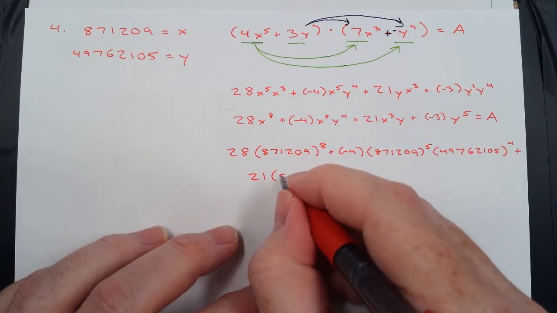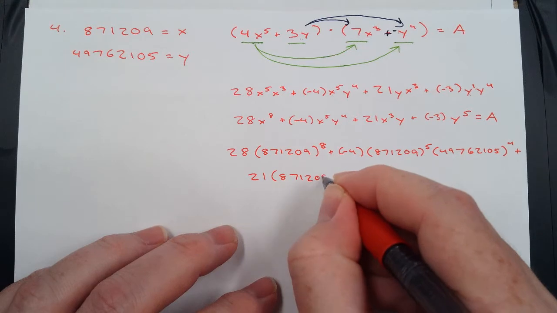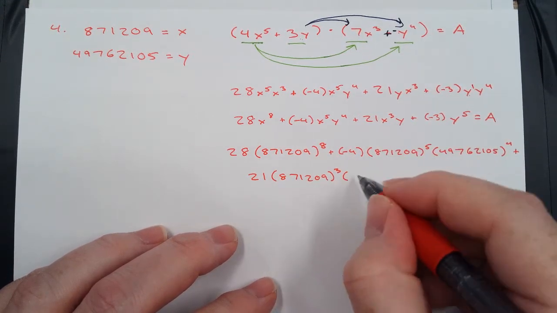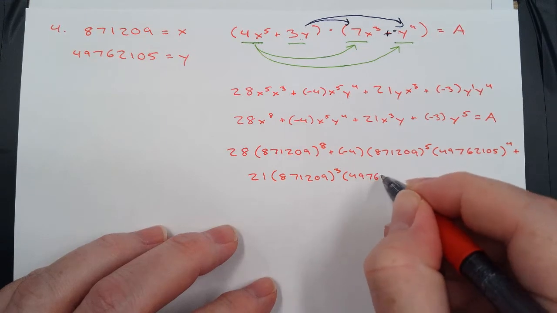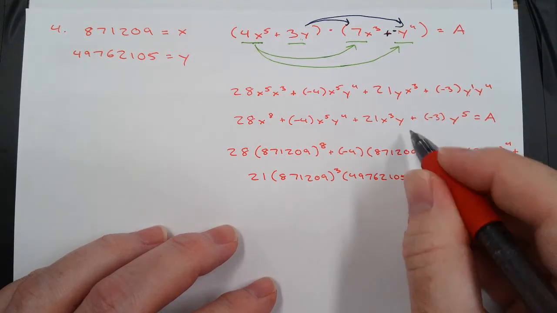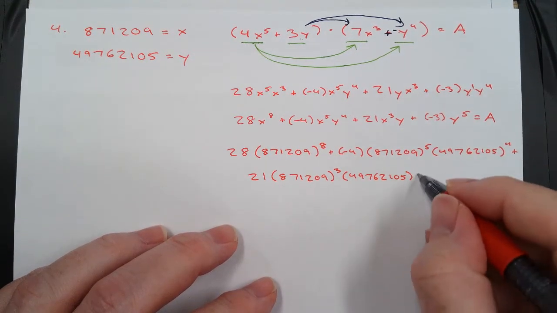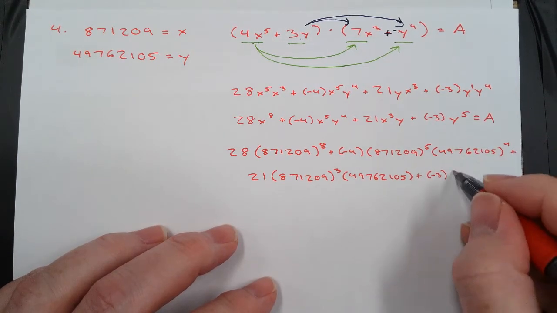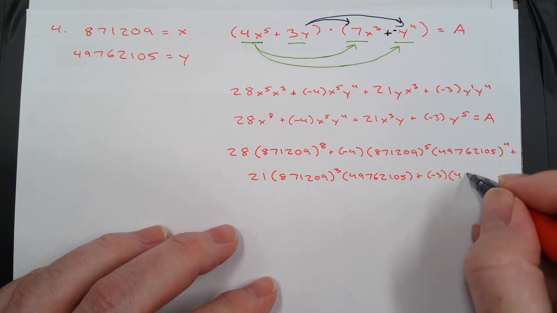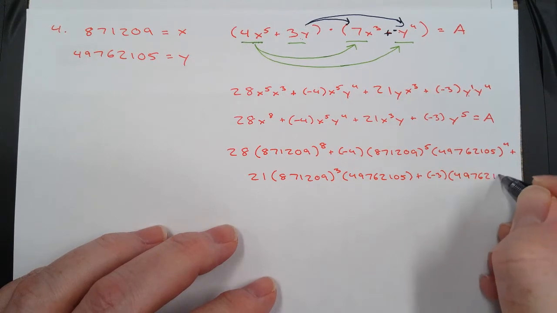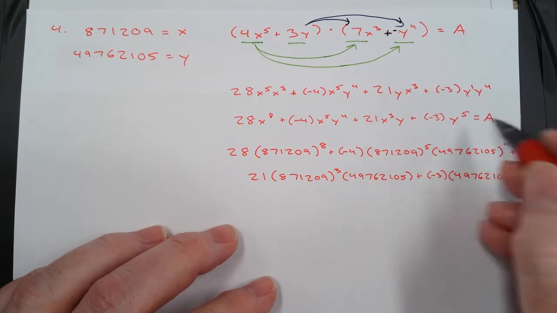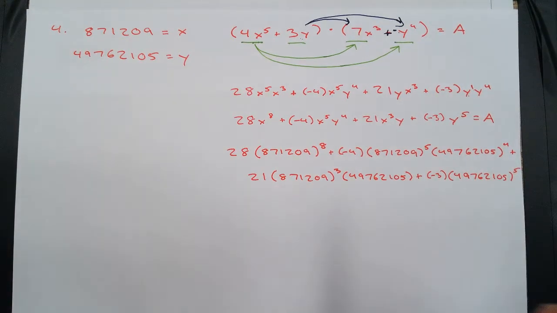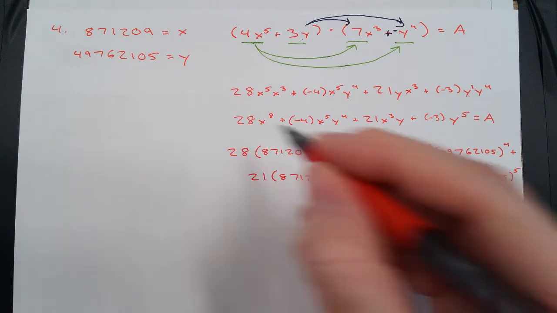It's not x anymore. It's 871,209 to the 3rd. And then there's a y. So I get 497,62,105 all by itself. No exponent. Plus the negative 3. There's a y. 497,62,105. And this y goes to the 5th. And that is the answer right here.